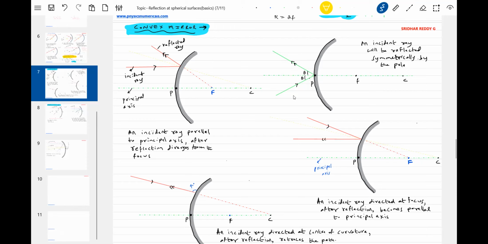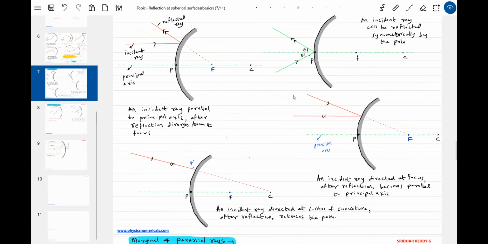Okay, this is for a convex mirror, to trace out an image. These are the set of rays which we'll be using here. A ray parallel to the principal axis, after reflection, will diverge from the focus. A ray incident at the pole will be reflected symmetrically. A ray directed at the focus, after reflection, will become parallel to the principal axis. Then a ray directed at the center of curvature will retrace its path. Got the idea?